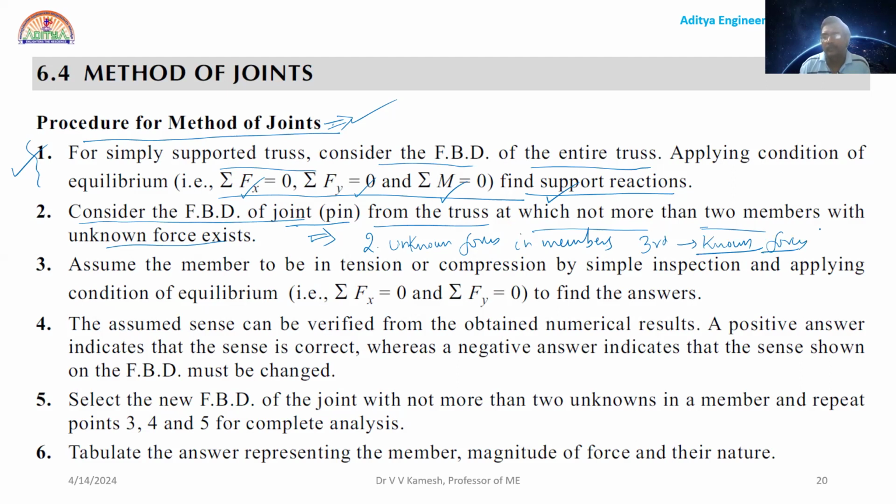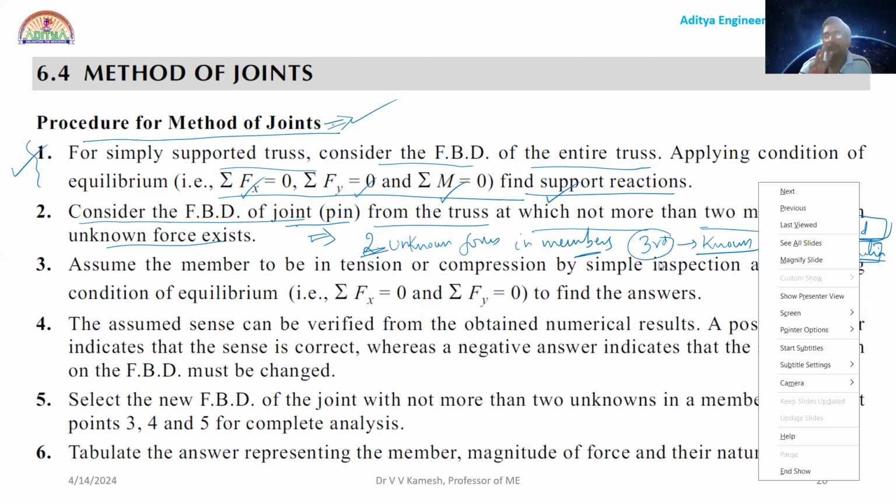What is the known force? It may be a load or it may be a reaction. If that particular joint load is applied and the reaction is also there, no problem at all. So the third one, either load will be there or reaction will be there, and only two unknown forces exist. If it is only the reaction, then three forces will be there, so the joint will be in equilibrium.